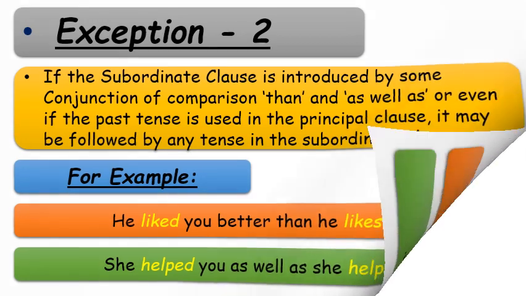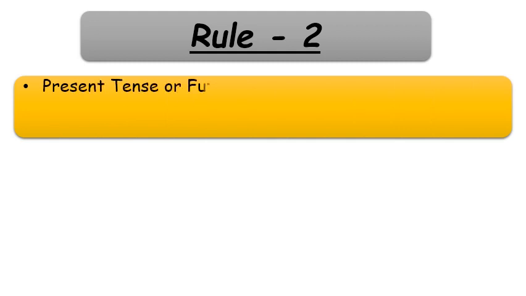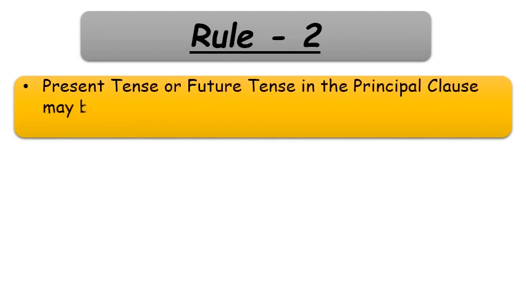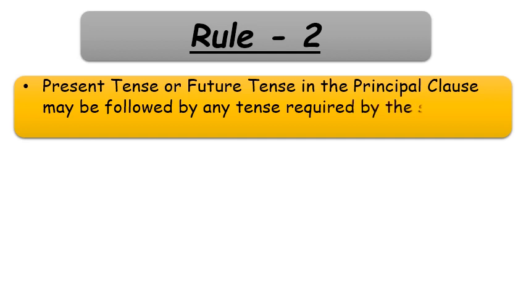Rule number 2. Present tense or future tense in the principal clause may be followed by any tense required by the sense in the subordinate clause. Or in a simple way, we can say that if the principal clause is in present tense or future tense, then we may use any tense in the subordinate clause as per the requirement of the sentence, or as per the sense in the subordinate clause.